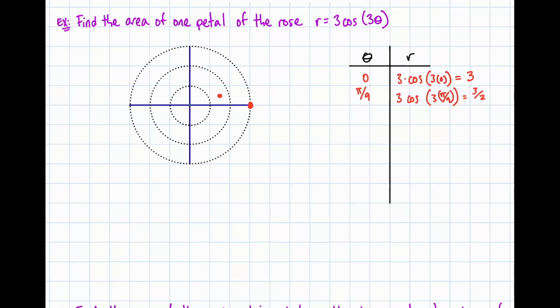What's our next angle? It would be pi over 6, is what we said. That's 3 cosine of 3 times pi over 6, which is pi over 2, which is 0.